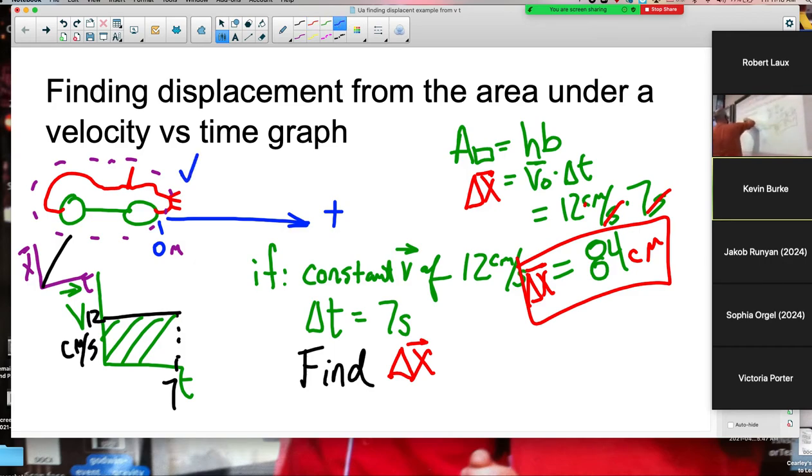We drew a picture of the situation, identifying position 0 and what direction is positive. We sketched out a velocity versus time graph, which requires labeling the axes, putting quantities in when we know them, and then finding the area of that, writing down the given information, and what we're supposed to find. Start with a general equation, fill in what you know, solve, box your answer.